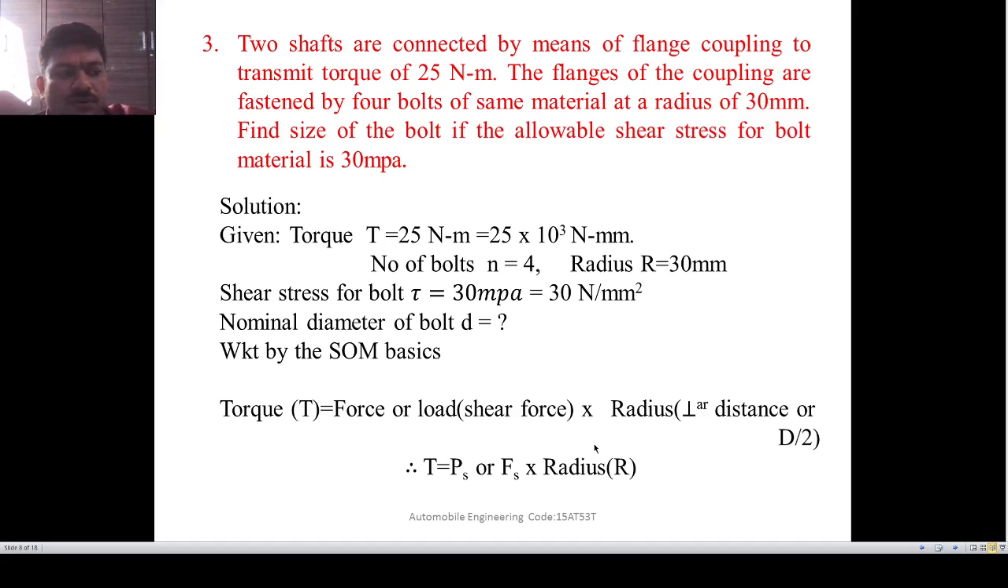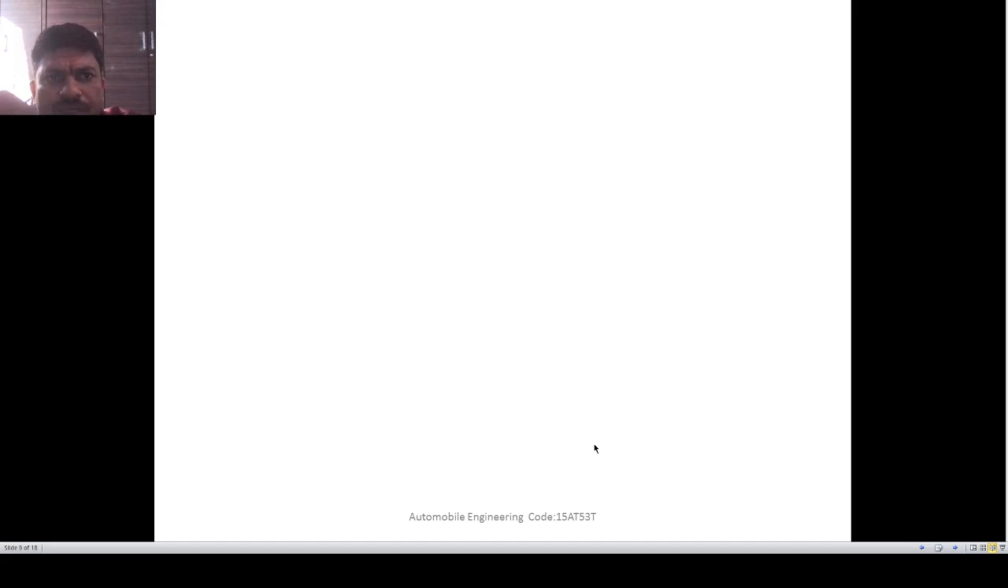Therefore, T is equal to PS into the radius. From that we have to find the tensile load acting on the bolt. So we use this equation: PS is equal to torque divided by radius. Now substitute the values.